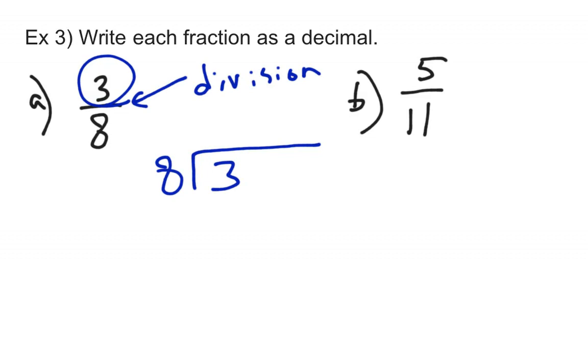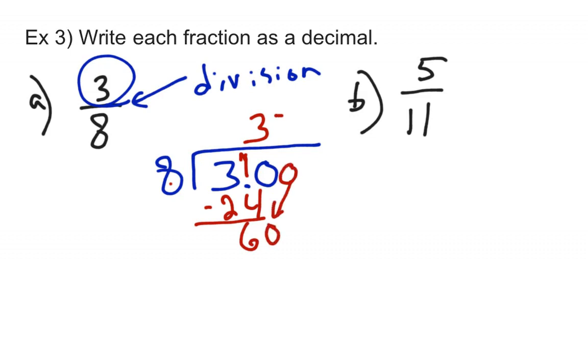And 8 doesn't go into 3, so instead of a 3, I'm going to make this 3.0. Bring my decimal point up into the answer. And I go, 8 can go into 30. It's going to go in there 3 times. That's 24. Subtract, I get 6 left over. I have to add a 0. Bring it down. 8 goes into 60 7 times. 7 times 8 is 56.